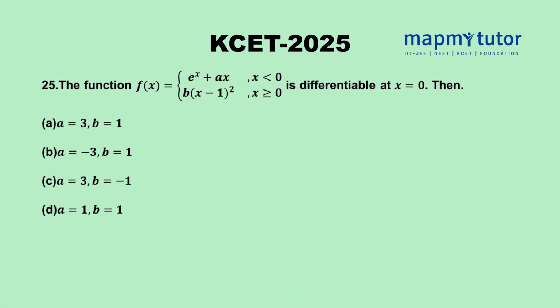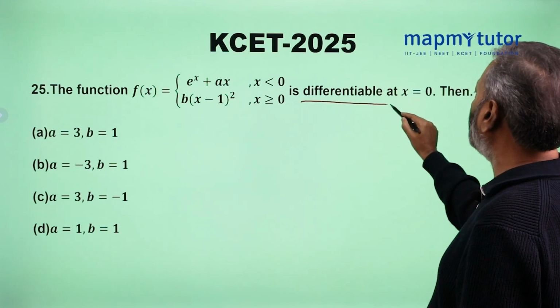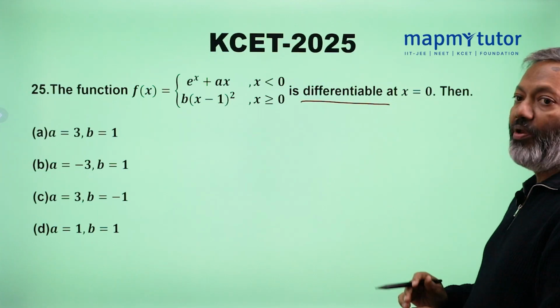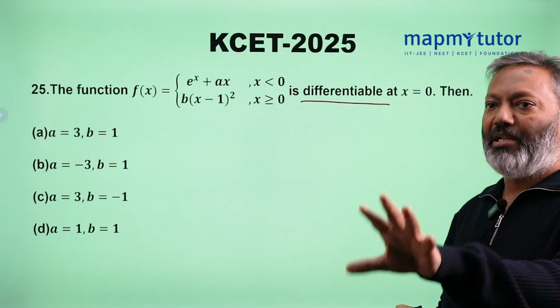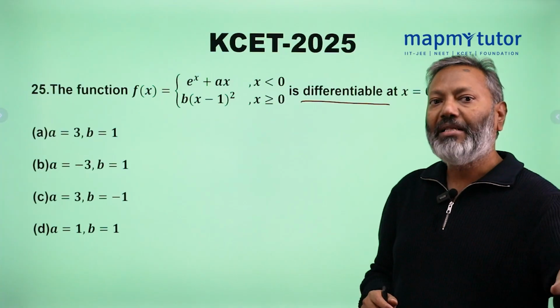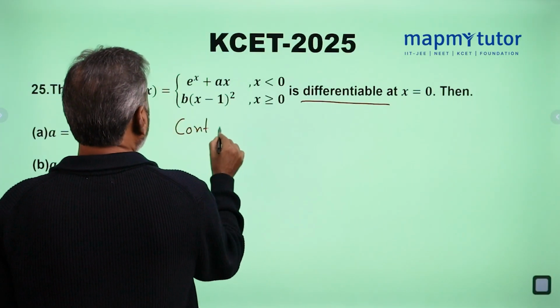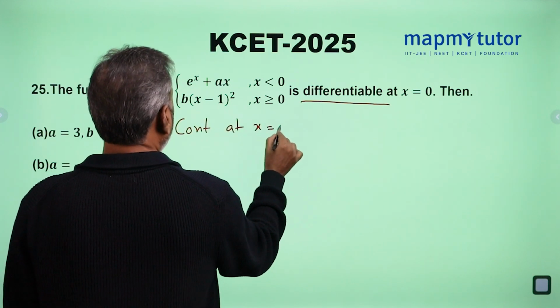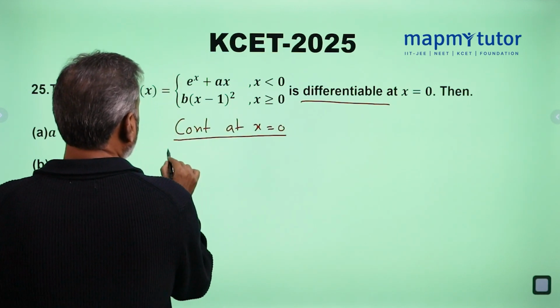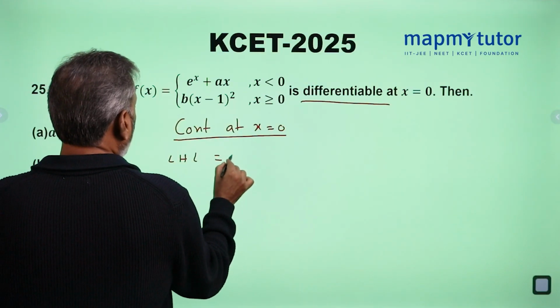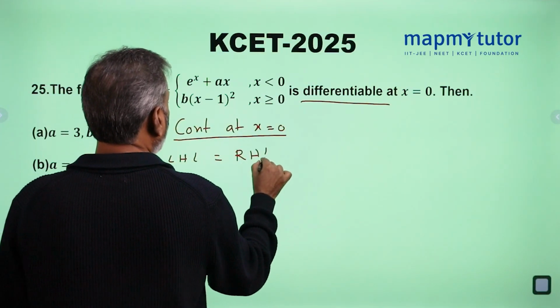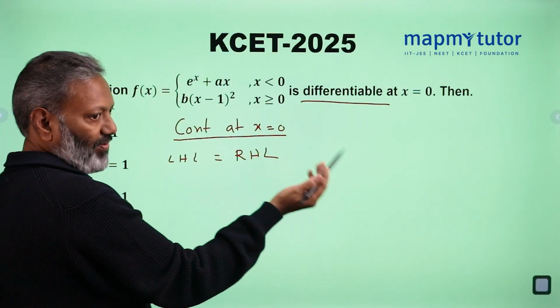See, here the function is e power x plus ax for x less than 0 and b into (x minus 1) whole square for x greater than or equal to 0. And it is differentiable at x equal to 0. We know whenever a function is differentiable at a particular point, it must be continuous at that point. So, definitely it should be continuous at x equal to 0. Once you know that, the left hand limit and right hand limit must be equal, and of course equal to the function value.